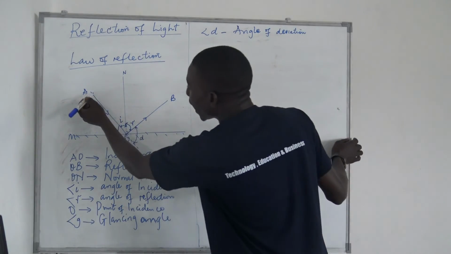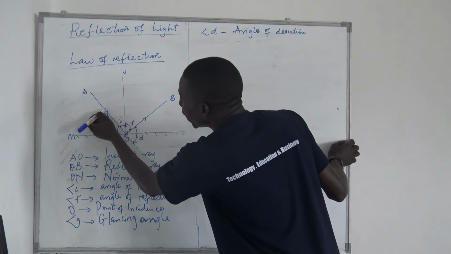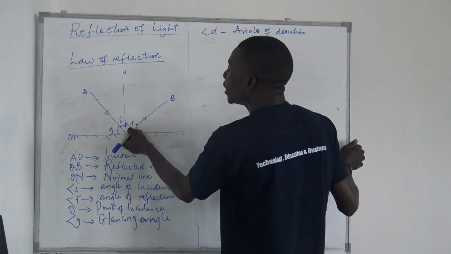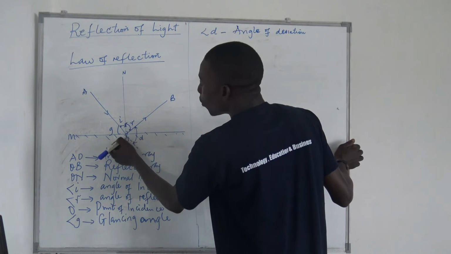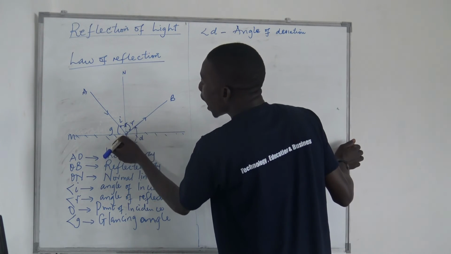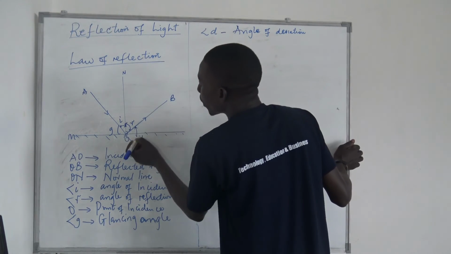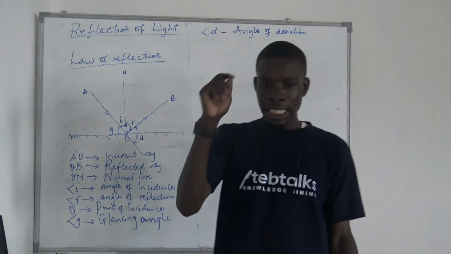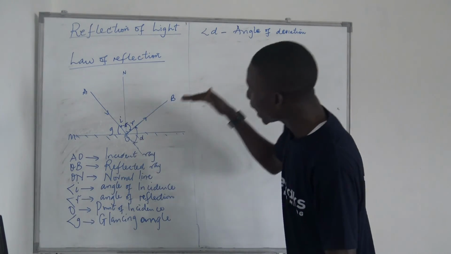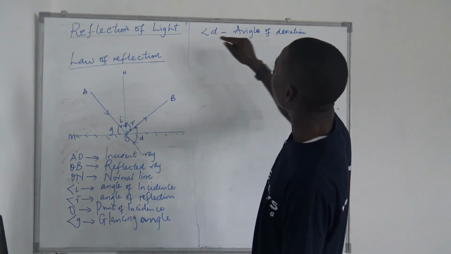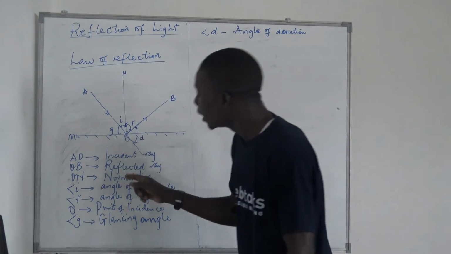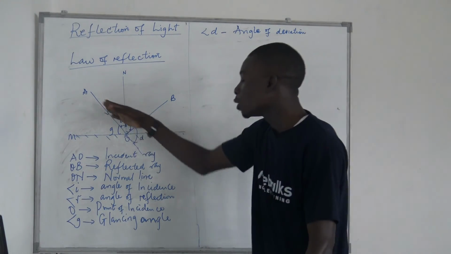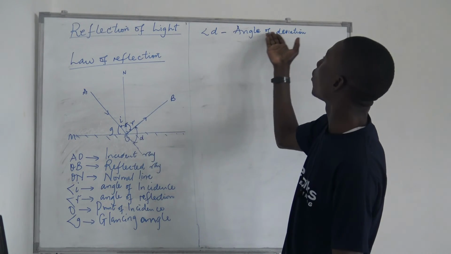Initially this light, if it was not to change direction, it was meant to move this direction, isn't it? But because of this surface here, it changed the direction. So initially it was moving here, it changed now. What is the angle between the initial direction and the final where it is going? That is what we are calling angle of deviation. Is that okay? The initial and the final. That is what we are calling angle of deviation.